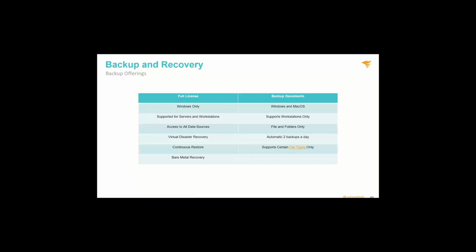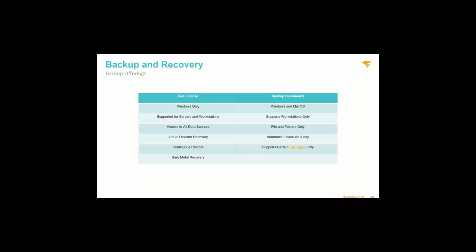For the full license, basically it supports the server and the workstations. You can pick and choose what data source or what files and folders you'd like to back up. You can do recovery, like virtual disaster recovery. You can do continuous restore as well. And of course, you can do a bare metal recovery. The backup documents is only for files and folders.